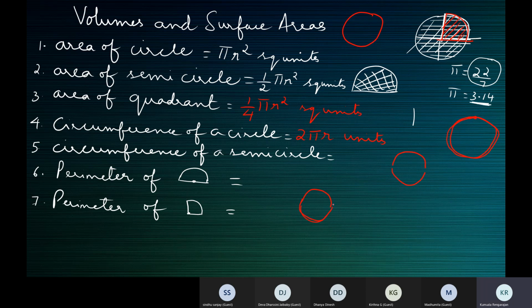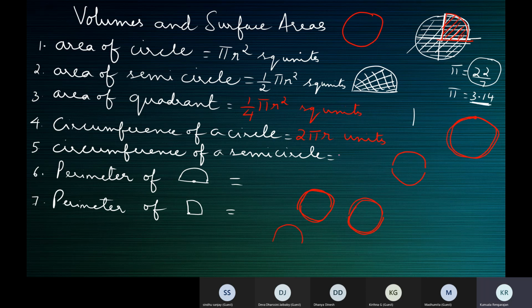This full thing is 2 pi r. So half of it is only this one, and the other half is this. When you put these two halves together, it makes the circle. So this full thing is 2 pi r, and this one alone is 2 pi r by 2.